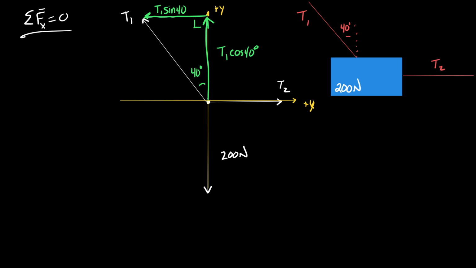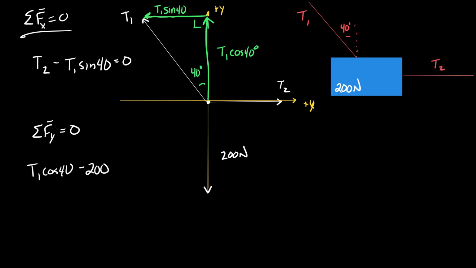So net force in the x direction, that's going to be T2 minus T1 sine 40 equals 0. Any question about that? All righty. Let's go to the net force in the y direction. Add up all the forces, taking into account their direction, set them equal to 0. I see T1 cosine 40 upwards, this one right here. And I see 200 downwards. And they have to sum to be equal to 0.